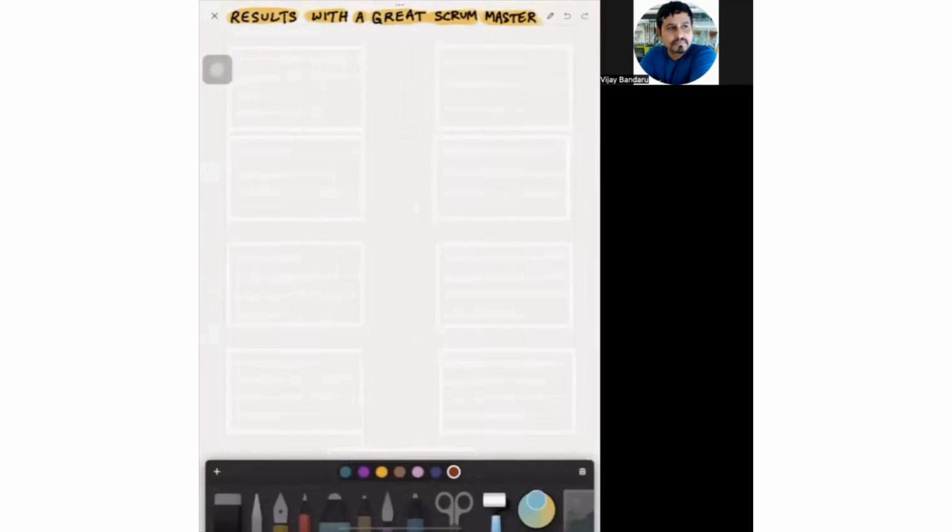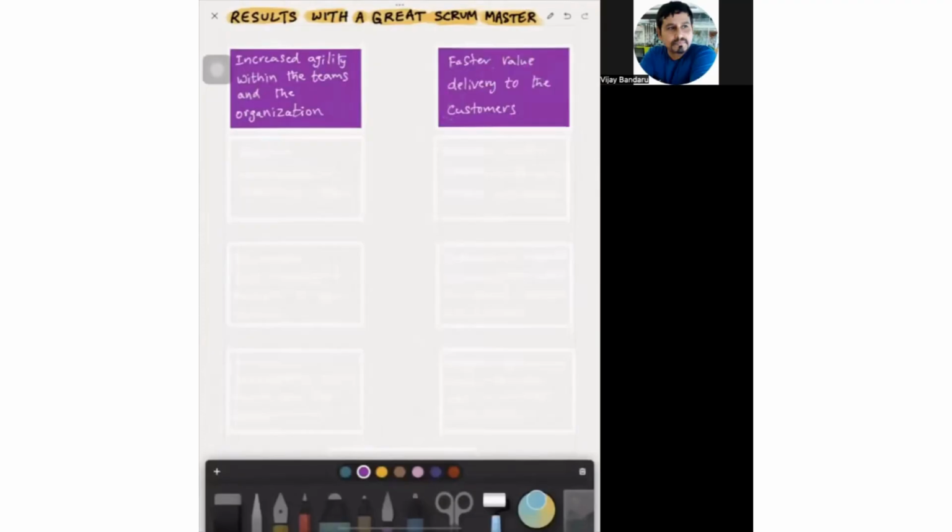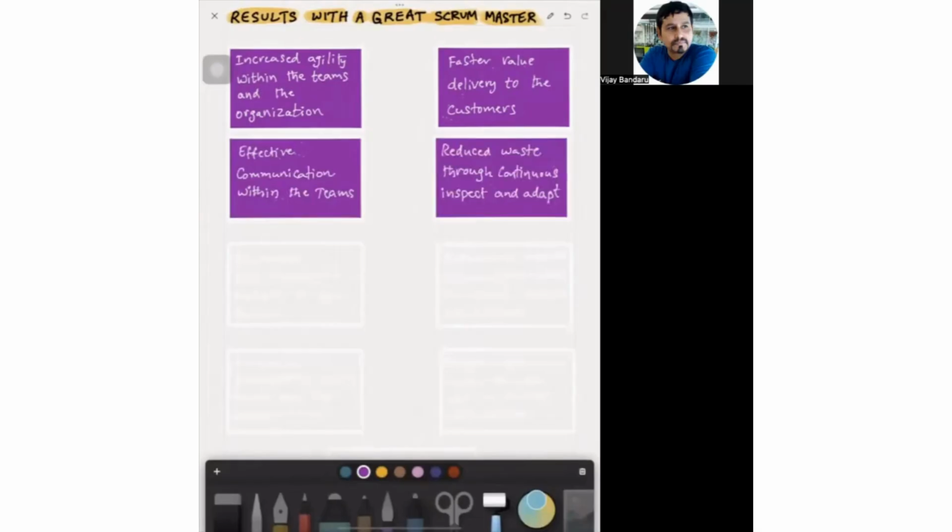Then what are the results if any organization has a great Scrum Master? So these are some results. Increased agility with the teams and the organization, and faster value delivery to the customers by implementing the Scrum framework. Complex problems can be solved using Scrum and value delivery can become faster. And effective communication within the teams. Reduce waste through continuous inspection and adaptation.